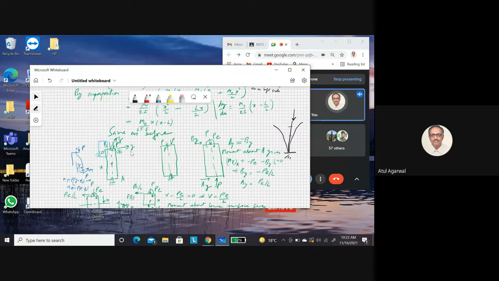Now I am just showing you the same thing. Here this column is hinged, and here you have given it a roller support. If there is an eccentricity in this load, you have applied an eccentric load, then how is it analyzed?